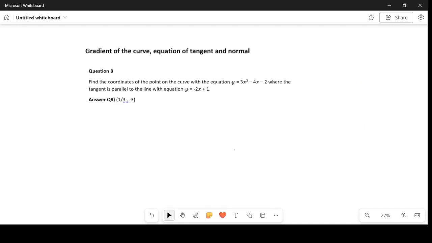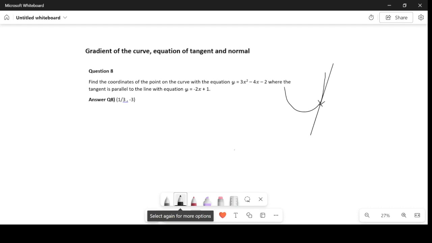Okay, so the next question is find the coordinates of the point on the curve with this equation where the tangent is parallel to y equals minus 2x plus 1. Okay, so there's a curve and there's a tangent at any particular point. We don't know what point that is. And they're asking what this coordinate is so that this tangent is parallel to the line y equals minus 2x plus 1.